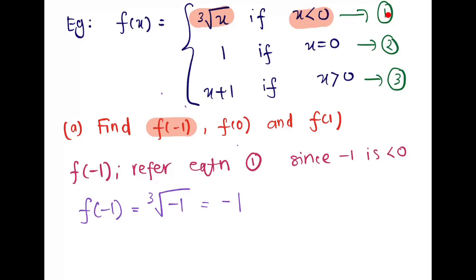So let's take equation number 1, f(x) equal to the cubic root of x. We need to refer to this equation only. Let me write here, we want to take only this function. What we need to do is substitute this x with minus 1, putting minus 1 under the cubic root. Let's solve this. This is equal to negative 1. This is your final answer.